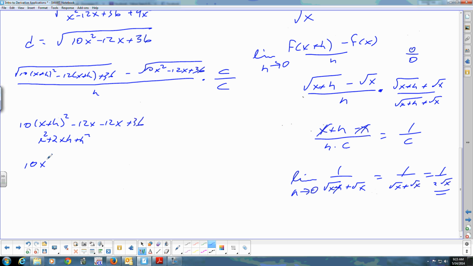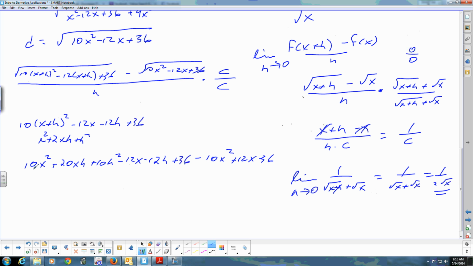So we got 10x squared plus 20xh plus 10h squared minus 12x minus, oops, I had a mistake. Okay, mistake's right here. That's an h. Right there, an h. Minus 12h plus 36 minus, you square this thing, so it's going to subtract everything there. Minus 10x squared plus 12x minus 36. It's all over h and the conjugate.